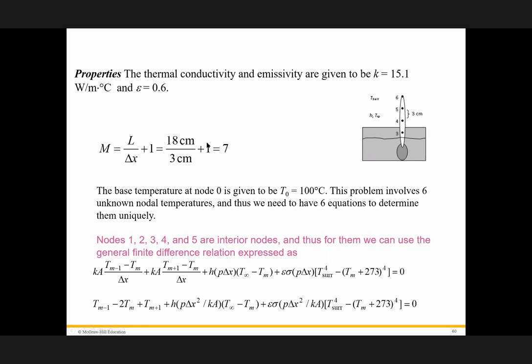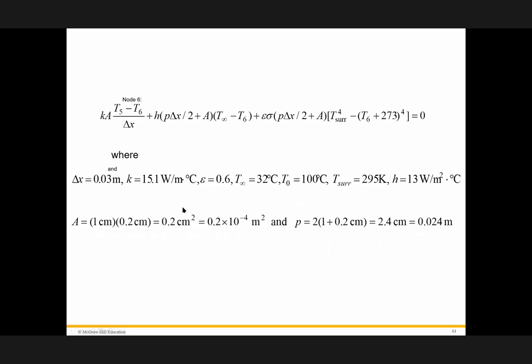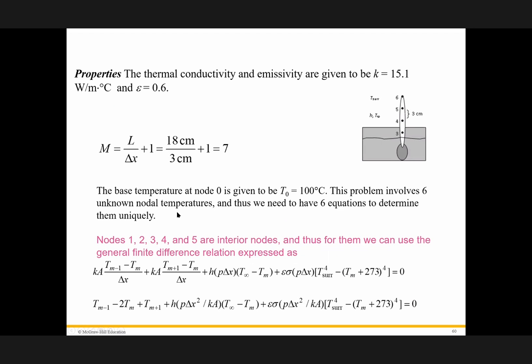But this is still, we have 7 points from the surface of the water, then all the way to here. The rest here is at boiling point. The boiling point is 0 degrees. If you draw it nicely here, you can see node number 1 all the way to node number 5 are interior nodes.